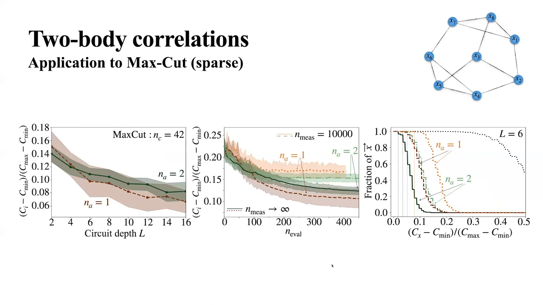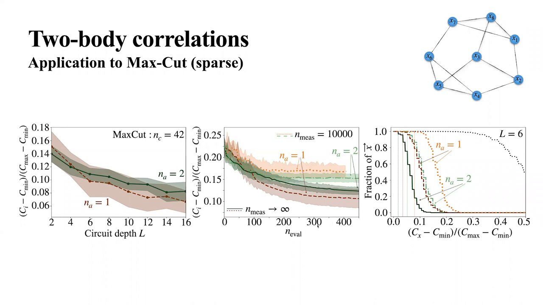Now these are the results. This is for a max cut problem with 42 variables. The example I showed was just 8, but you can imagine a much bigger problem. So it's a three-regular max cut problem with 42 variables. Here I compare the two-body correlation quantum state, the green line, to the statistically independent limit, the red line. These are two different cost functions, the ones that I showed. This is for infinite measurements, and as a function of the circuit depth, it shows that you need deeper circuits to get better results. This is for L equals 6.